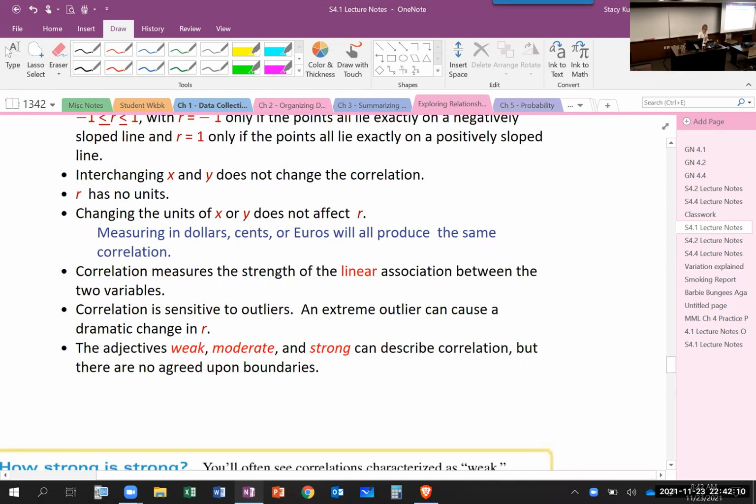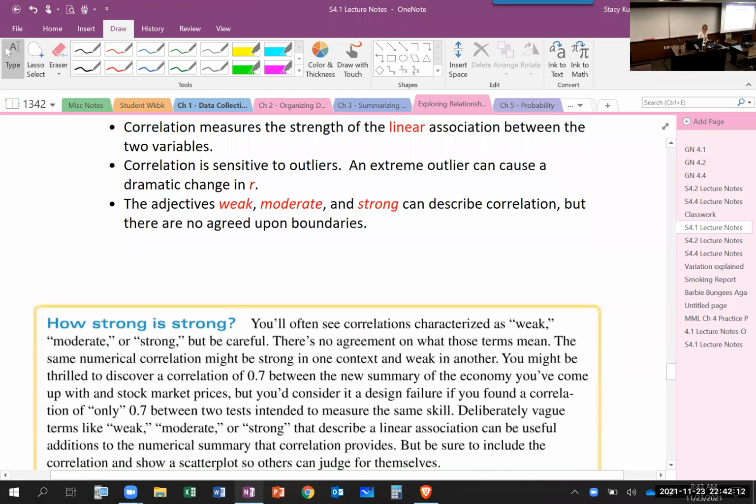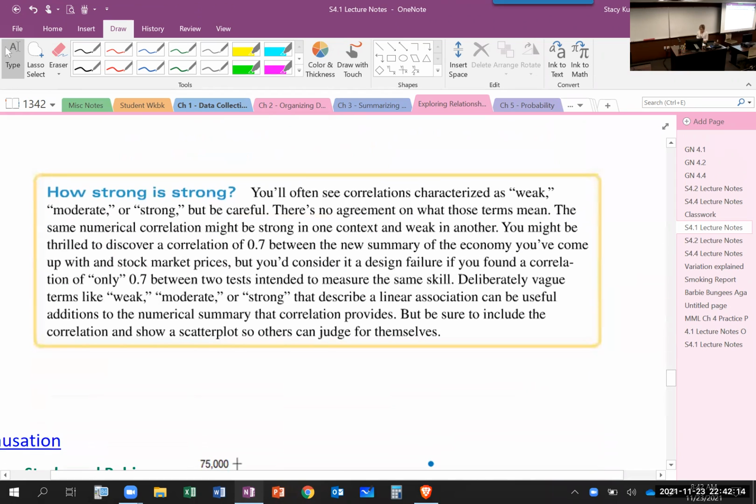Okay. And that, again, kind of starts to repeat itself. Now, how strong is strong? This is an interesting concept. I had this conversation with my daughter the other day, actually last night, and I also remember her talking about it in her other classes.